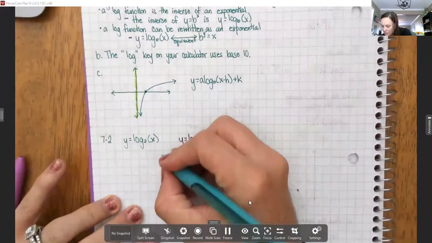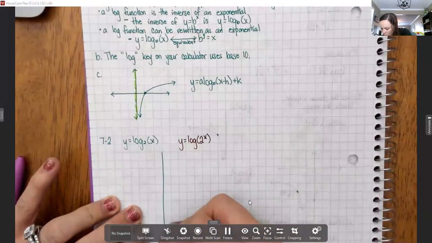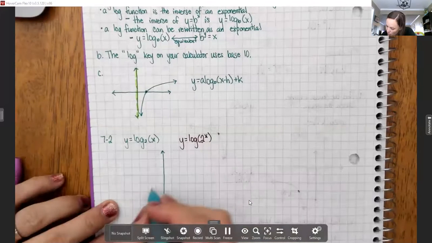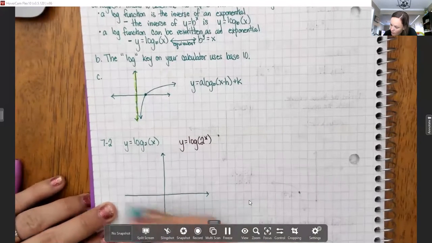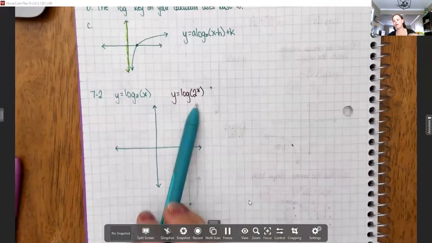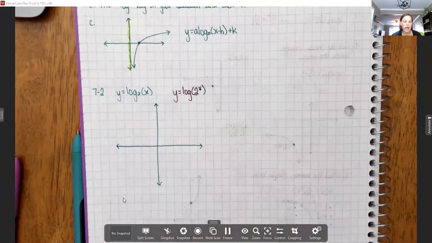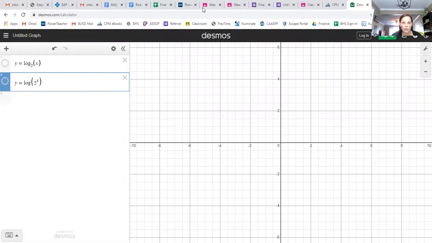I'm going to pull them up on Desmos. We should know what this first one looks like, though. Give you a minute to set up your axes. Again, I'm going to do a different one in the other color. Okay, so I typed these in already. We know log base 2 of x, or we should know, I just reviewed it, looks like that.